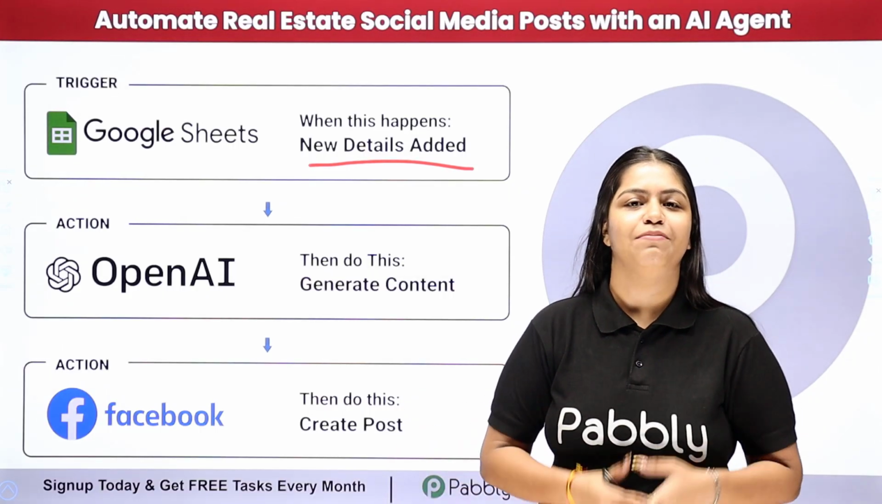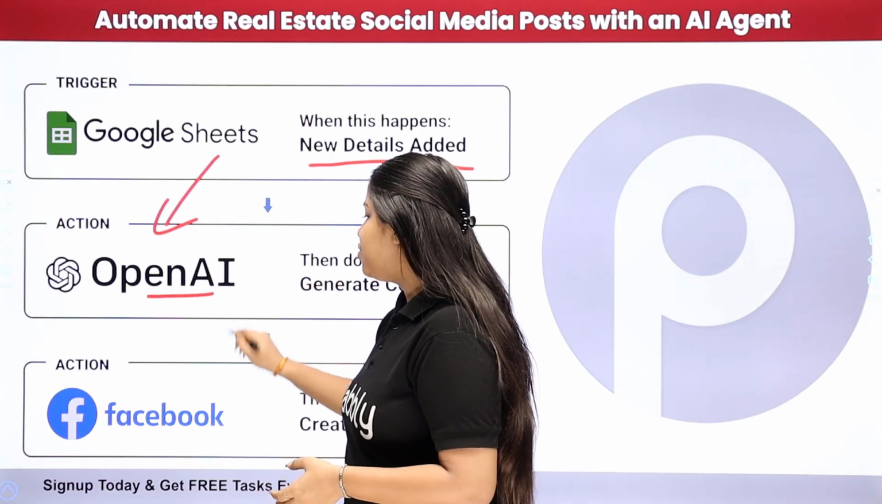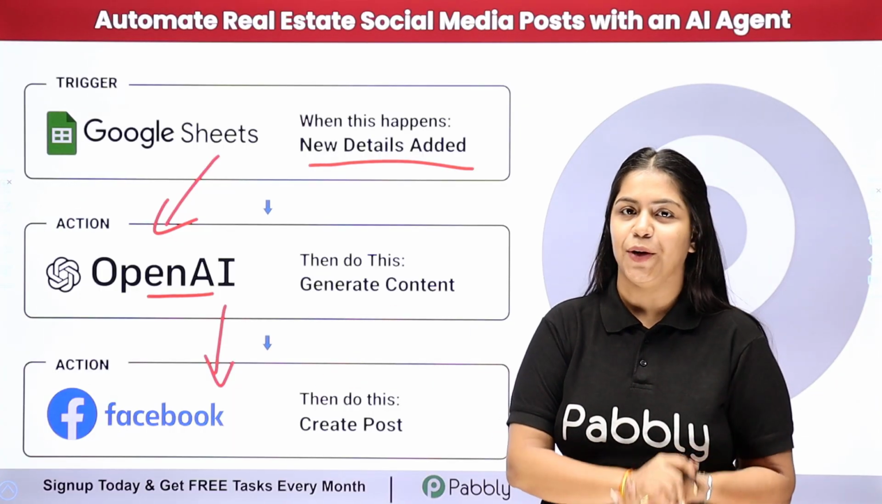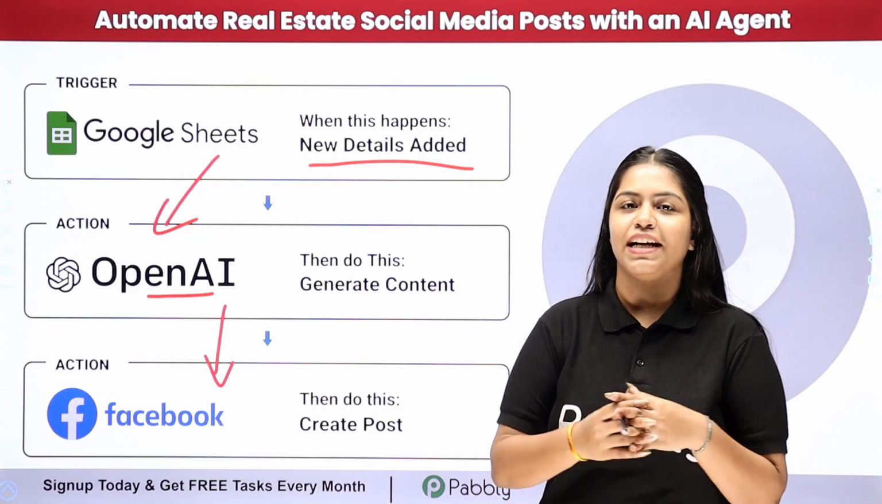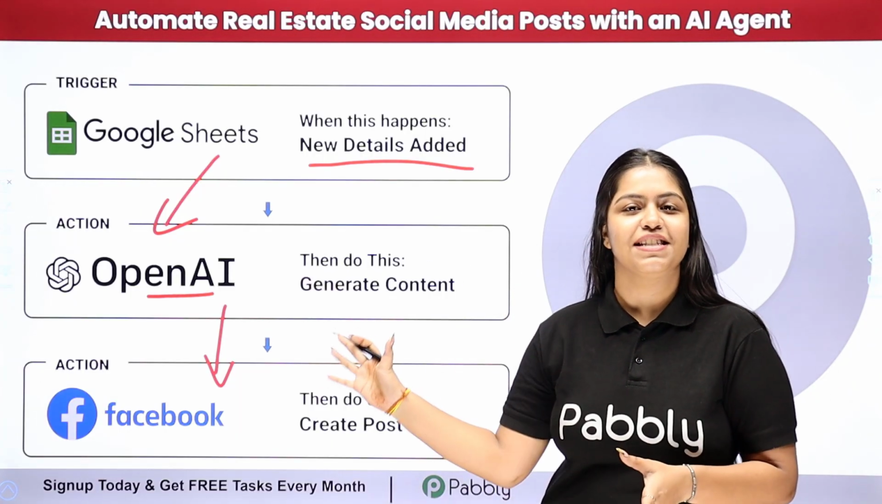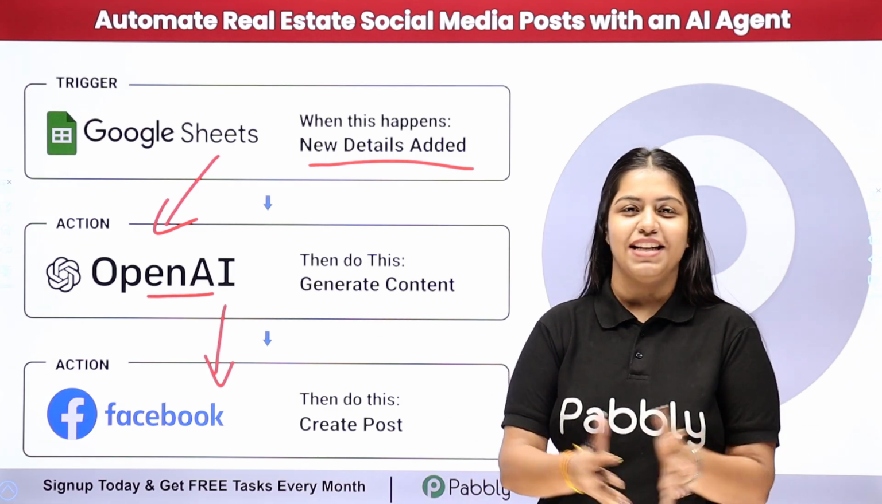So to do this, we are simply going to create a connection between Google Sheets, OpenAI, which is my AI agent, and Facebook. And to create this connection without knowing any programming or coding language, we are going to use Pabbly Connect. It is an amazing automation software. So if you also want to create this amazing automation for your own business, then for that you have to come with me towards my screen.